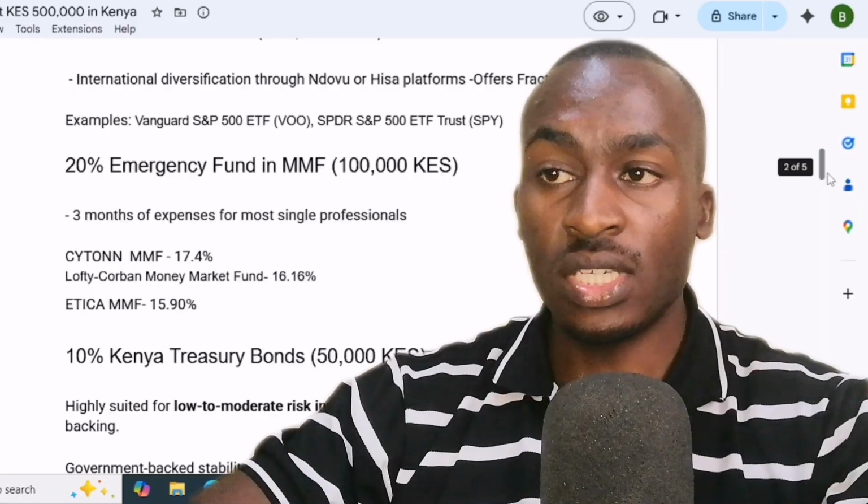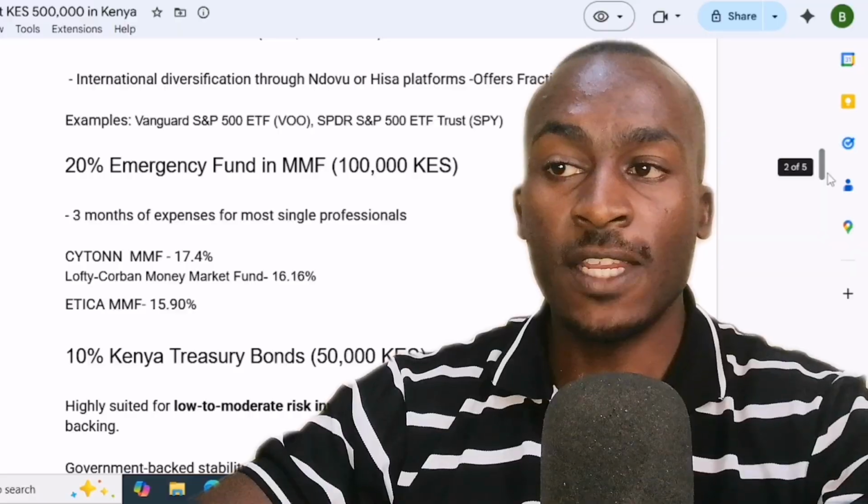So with the remaining 200,000, we're going to put 100,000 as our emergency fund in the MMF. The reason why we are putting our emergency fund in an MMF is because of liquidity. For an MMF, for you to withdraw your money, it takes like 1 to 3 days. Unlike in shares, where you need to resell your shares, which might take a while. But for an MMF, you can withdraw your money anytime.